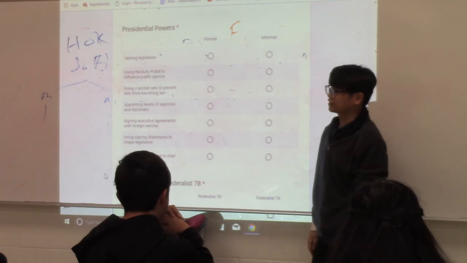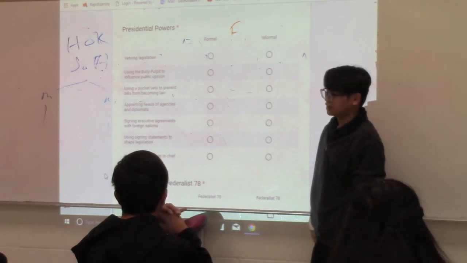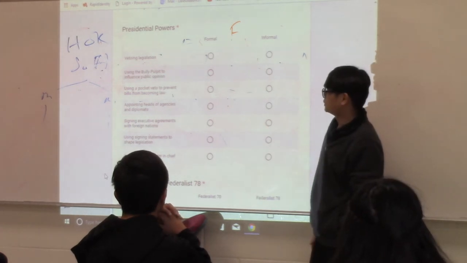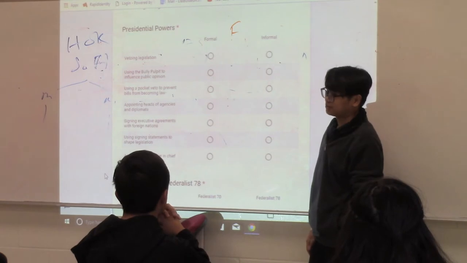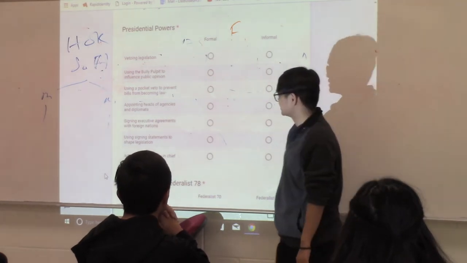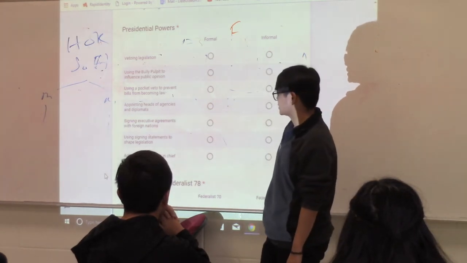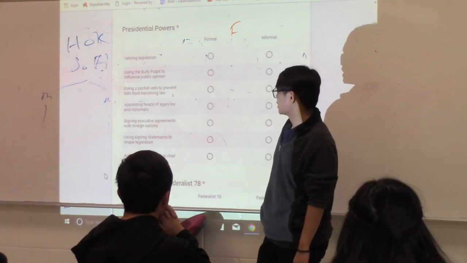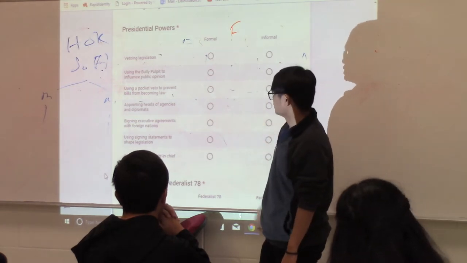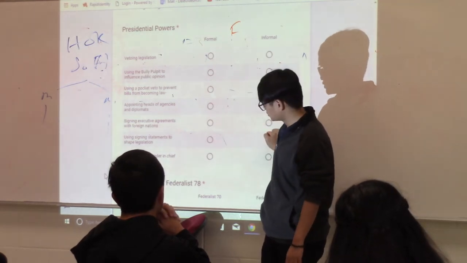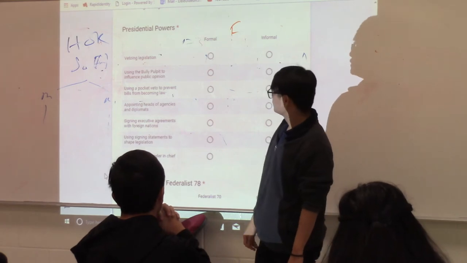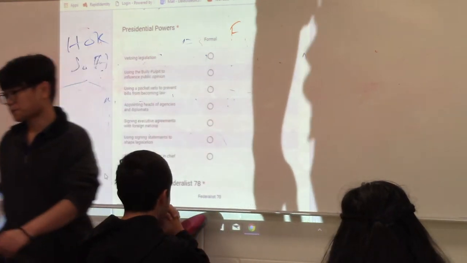So vetoing legislation, formal or informal? That would be formal. Bully pulpit, formal or informal? Informal. Pocket veto? That would be formal. That is in the Constitution of the United States. Appointing heads of agencies. Formal. Signing executive agreements, I'm sorry, that would be informal. Signing statements would be informal also. Acting as commander in chief. That would be formal. Easy.